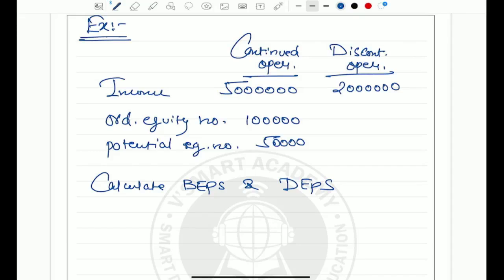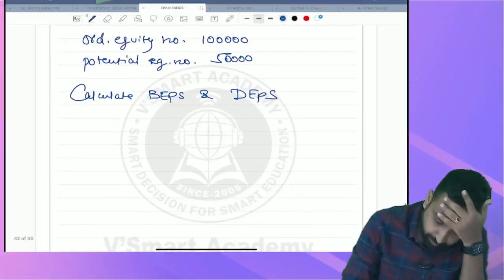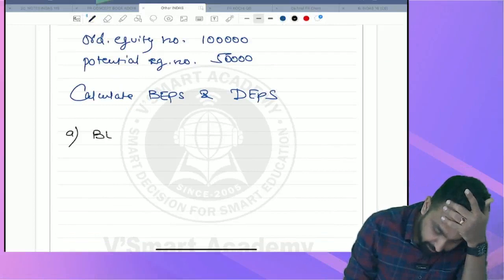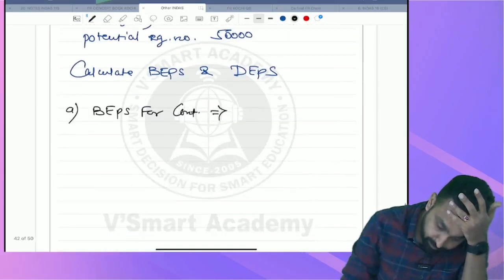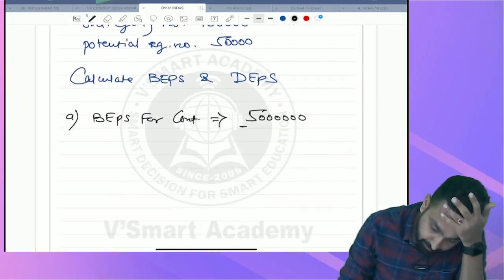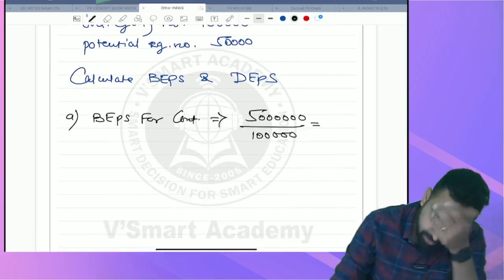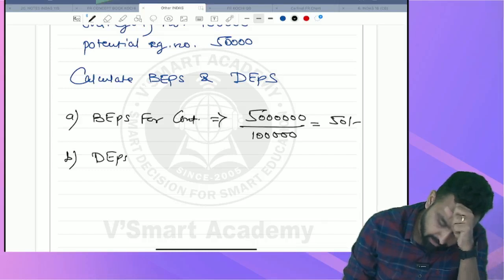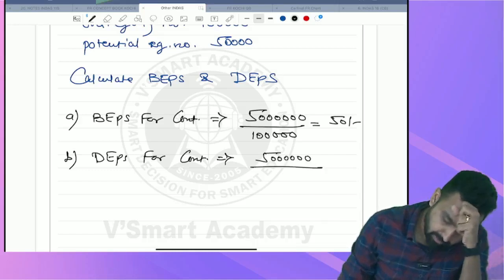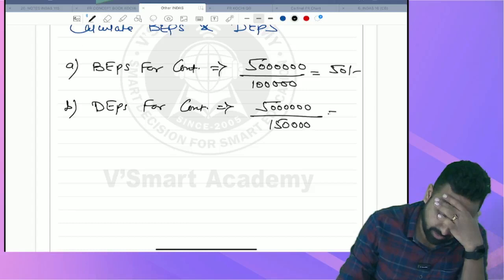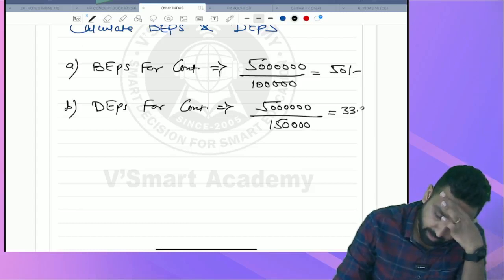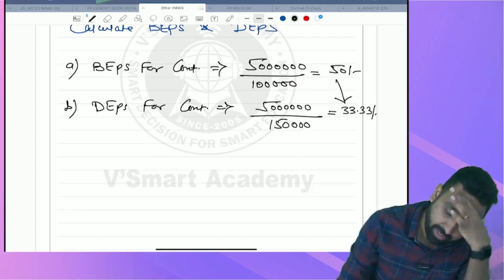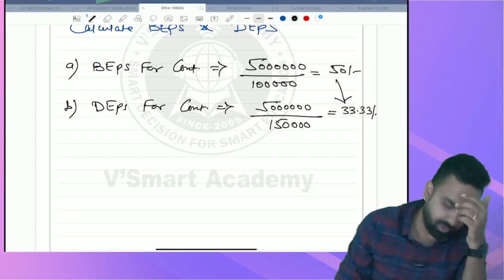Yes, tell me the answer. I am asking basic EPS for continuing. It's 50 lakhs divided by 1 lakh. How much? 50. Tell me diluted EPS for continuing. 50 lakhs divided by 150 thousand. 33.33. Very good. Is it diluting? Yes. Very good.